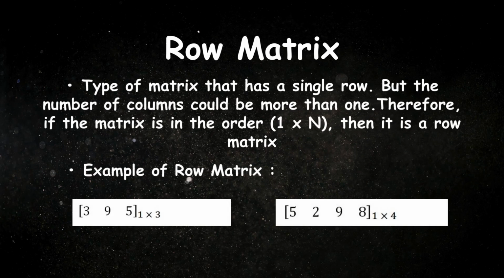First is a row matrix. A type of matrix that has a single row, but the number of columns could be more than one. Therefore, if the matrix is in the order 1 multiply n, then it is a row matrix. For example of a row matrix, as you can all see, we have 1 multiply 3 and 1 multiply 4.